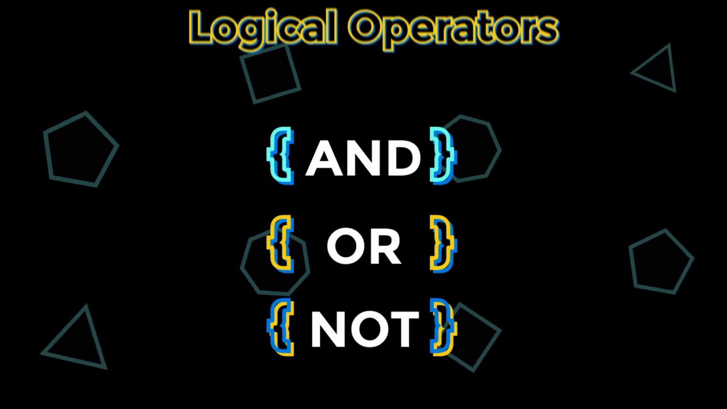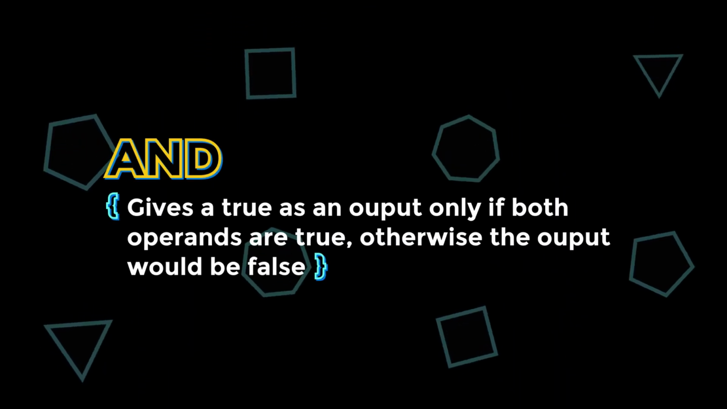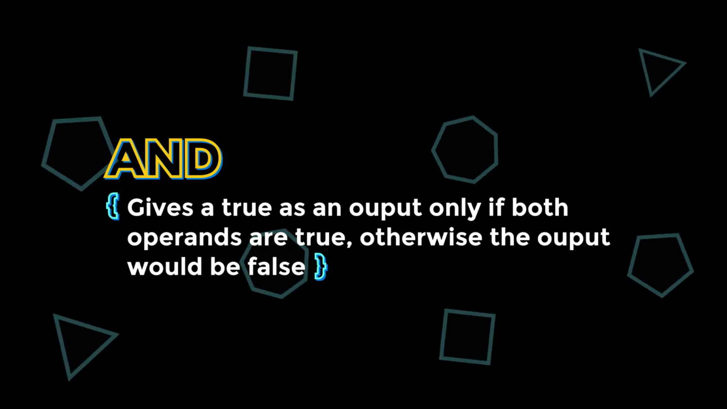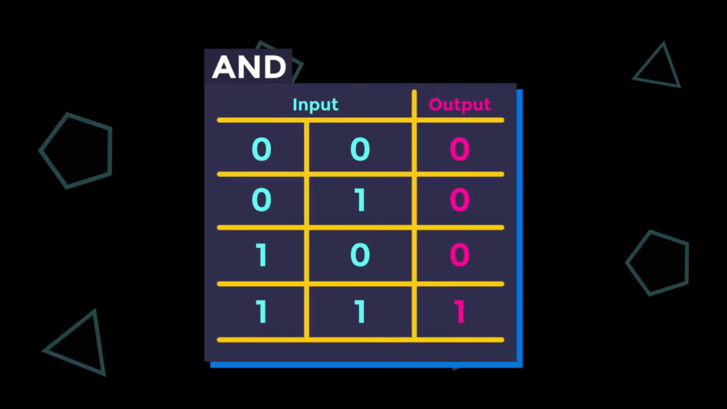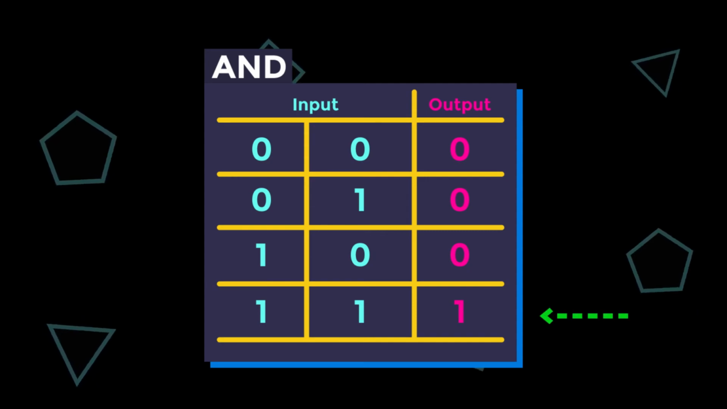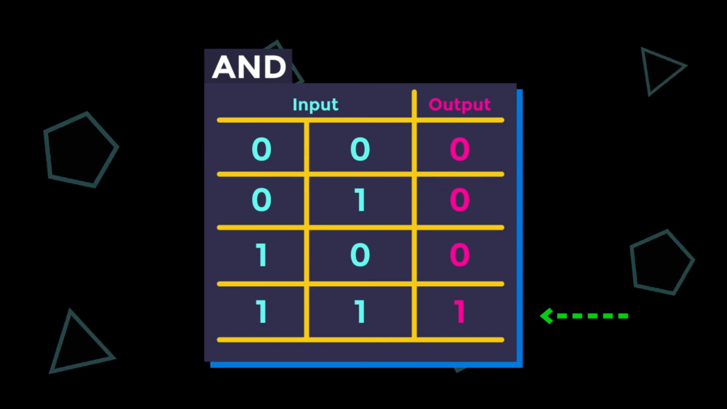So let's start with the AND operator. The AND gives a true as an output only if both operands, which are the values being compared, are both true. Otherwise, the outcome would be false. So let's take a look at this table to understand this a bit more. In this table, the only output which is a 1 is a case where both inputs are 1. Other than that, it doesn't meet the requirements of the logic gate.